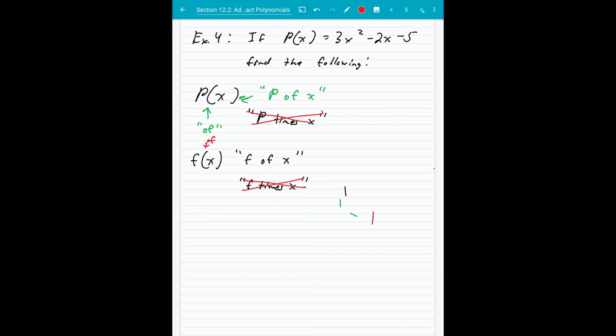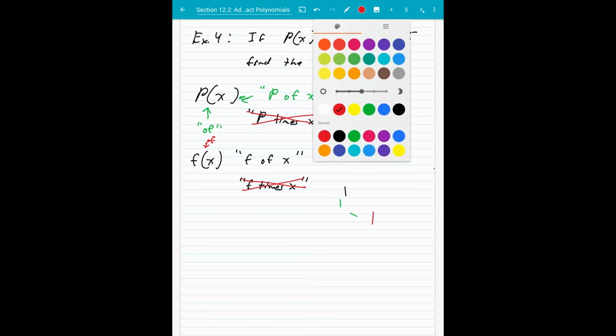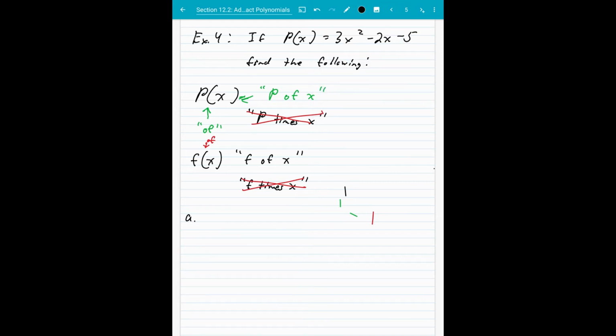Now this function notation is useful. For instance, let's look at a. It wants us to find and substitute 1. So it wants us to basically find p of 1. Essentially what it wants us to do for this function at the top, I'll go ahead and rewrite it down here. P of x is equal to 3x squared minus 2x minus 5. It wants us, instead of writing x here, we're going to write a 1.